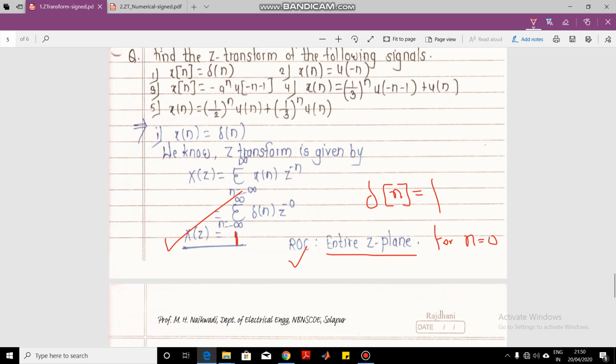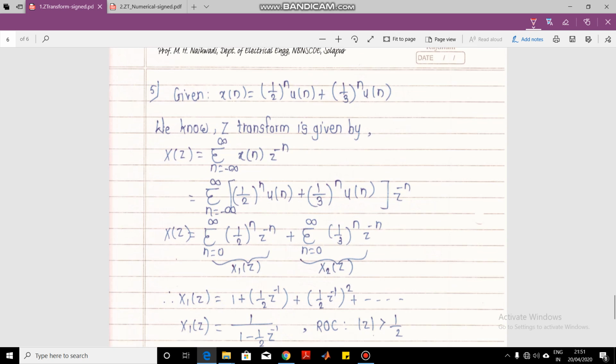So this is very easy. Whenever you get x of z as a finite value, then the ROC is the entire z plane, because in that entire z plane we are getting x of z as finite. That is the concept of ROC. ROC is a region where x of z is finite. Since we have got x of z as a finite value, the entire z plane is the ROC of that Z transform.